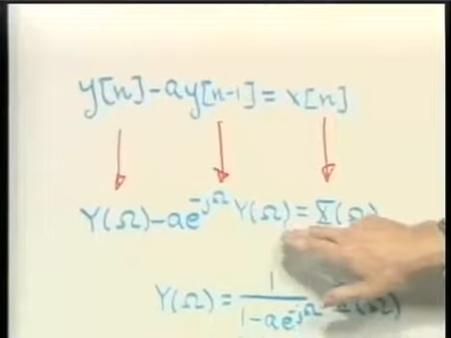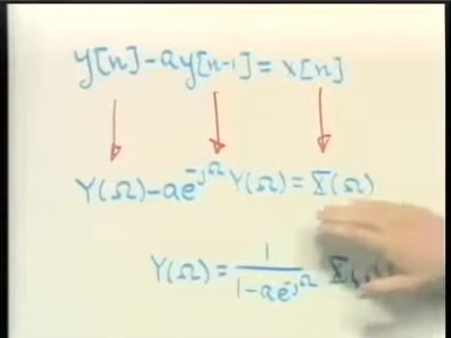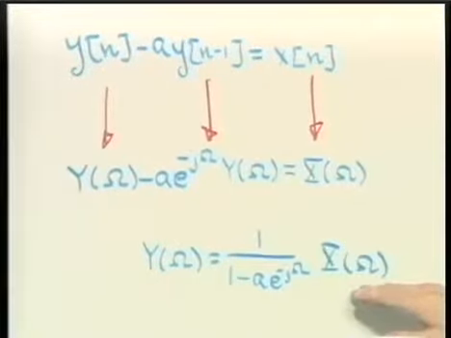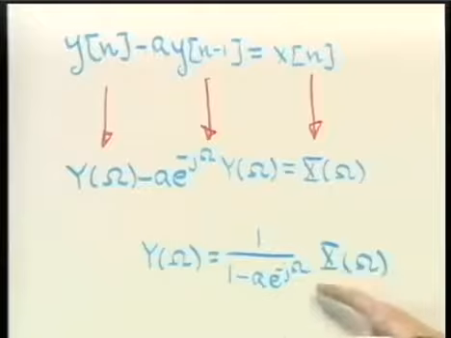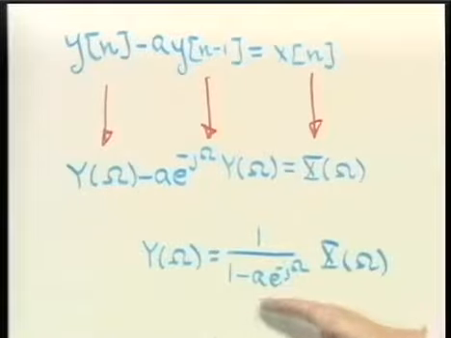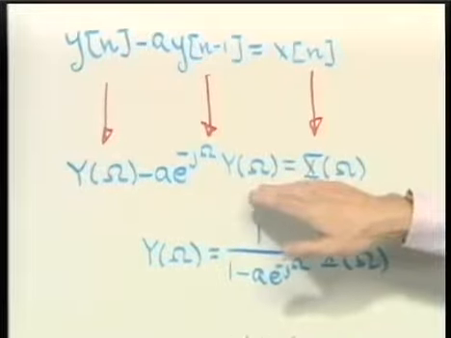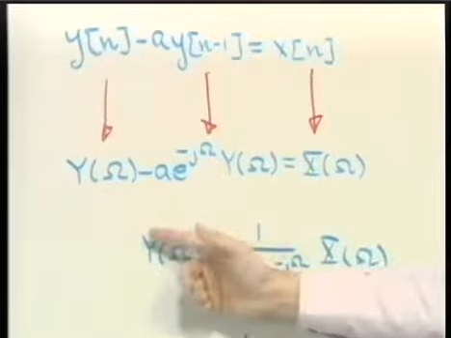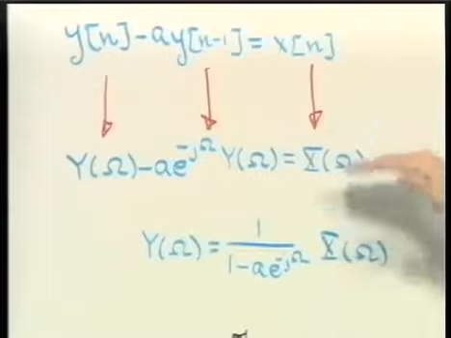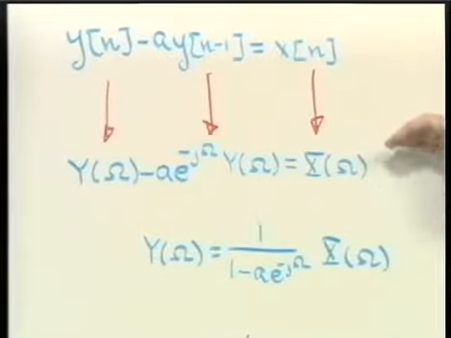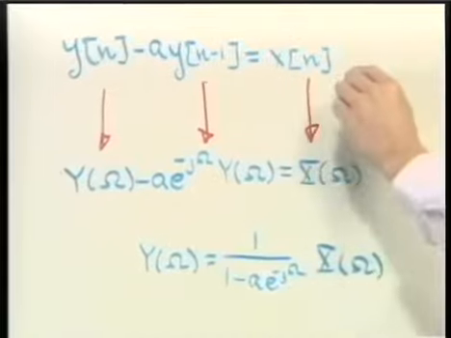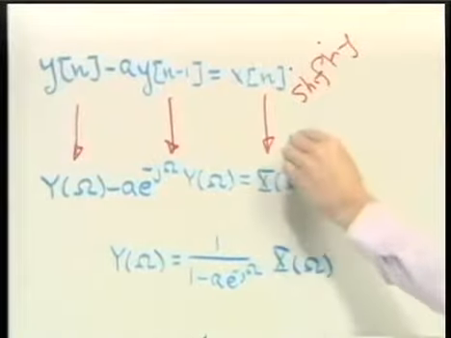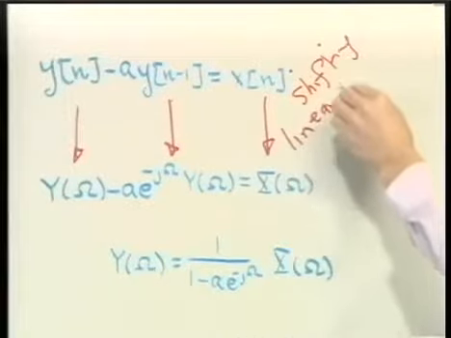Well, we can solve this equation for the Fourier transform of the output in terms of the Fourier transform of the input and an appropriate complex scale factor. And simply solving this for Y(omega) yields what we have here. Now, what we've used in going from this point to this point is both the shifting property, and we've also used the linearity property.